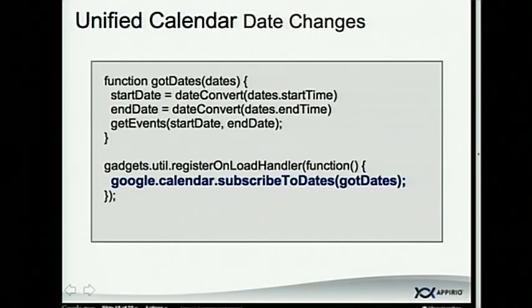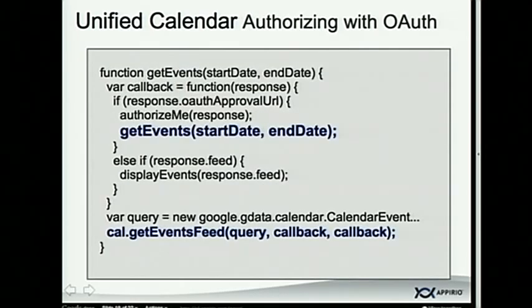All right, the first little code snippet I want to talk about is really what orchestrates the entire gadget. This is the standard calendar sidebar API that you use. This is all JavaScript. Anytime the user changes the visible number of events they're seeing, if they're looking at day and they go to week view like I did, then this subscribe to dates function is going to run. It's going to run our callback, in this case got dates, and this starts the gadget.